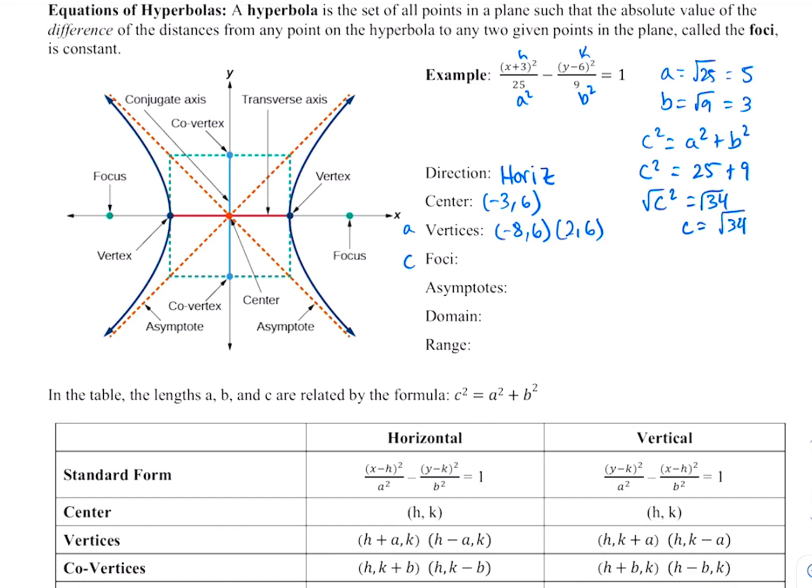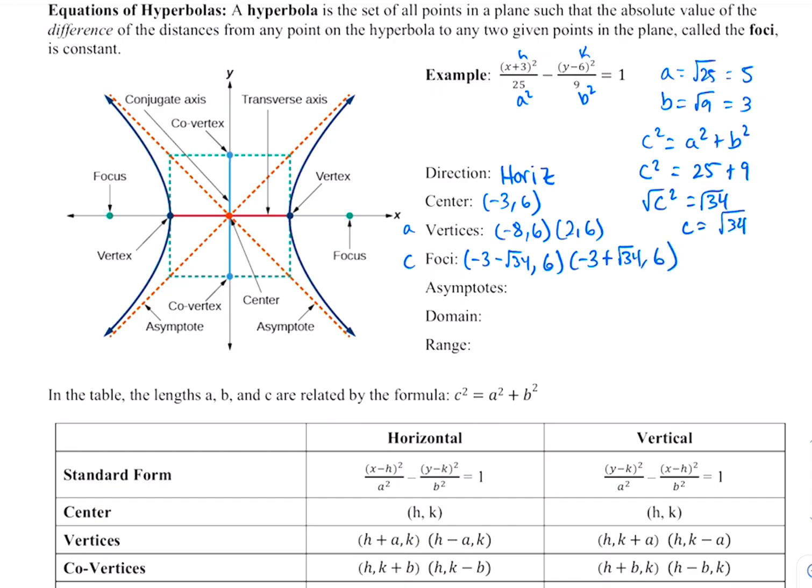And for the foci, that is also to the left and right of my center point when it's horizontal. So now I'm going to add and subtract my c value to the x of my center. So the first one will be -3 minus the square root of 34, comma 6, and then -3 plus the square root of 34, comma 6.